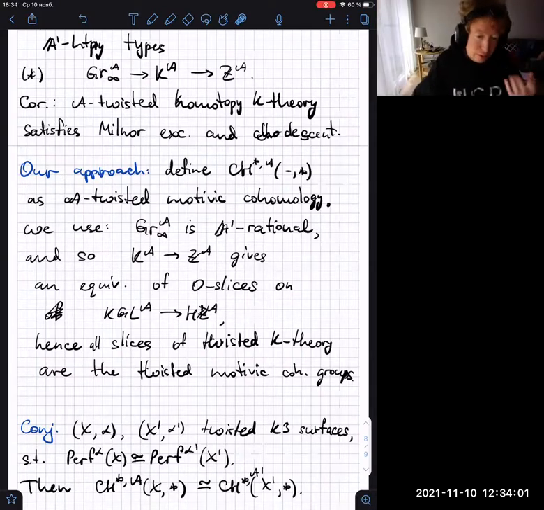But I should also say that even the untwisted spectral sequence converging to K theory is quite formidable. So this will take work.